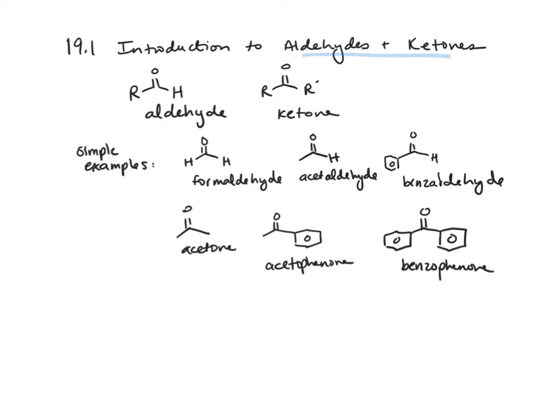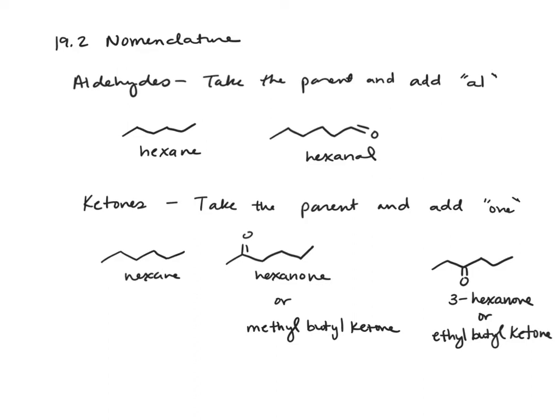There are also many compounds found in nature and those that are made commercially that are more complex than these. For nomenclature, for aldehydes, what you want to do is take the parent compound and add the term -al, for aldehyde. When you go from hexane to the carbonyl compound, the aldehyde, it becomes hexanal. When you have a ketone, you take the parent and add -one for ketone.